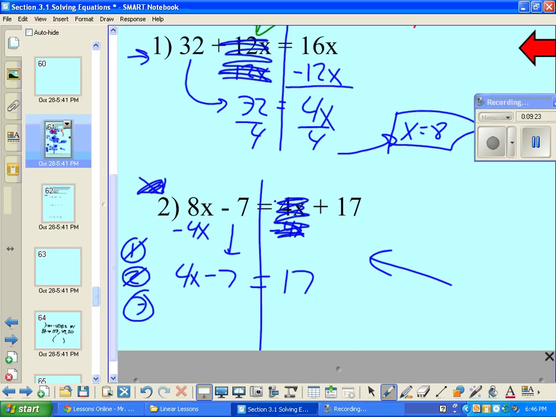This is 4x minus 7 equals 17. So now when I'm solving a 2-step problem, I'm going to add 7 to both sides, just like we've done many times before. Now I just have 4x on the left side. On the right side, I got 24. Divide both sides by 4. X equals 6.